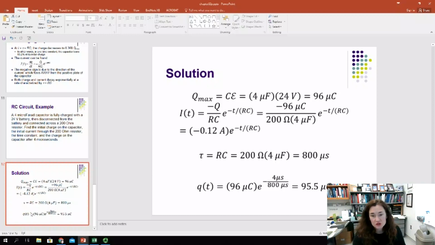Now, our expression for Q of t says Q of t is equal to the max charge times e to the minus t over RC. Plugging in for the numbers in our equation, we have 96 microcoulombs as the max charge times e to the minus, t is 4 microseconds here, divided by the time constant, which is 800 microseconds. Plugging and chugging in our calculator, we end up with 95.5 microcoulombs as the charge on the capacitor at time 4 microseconds.